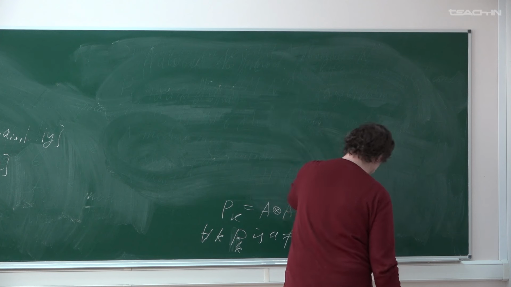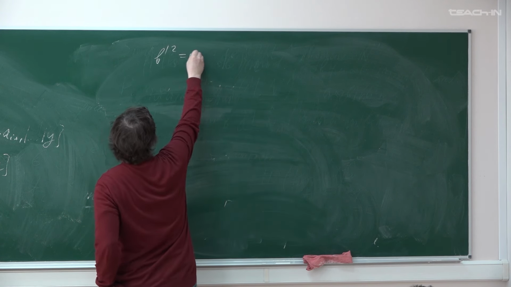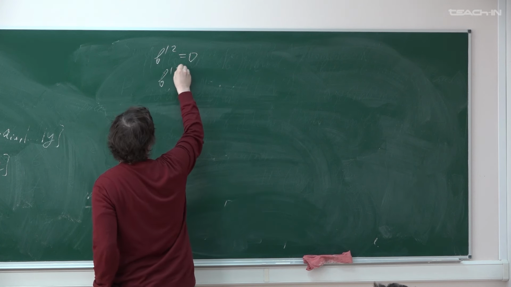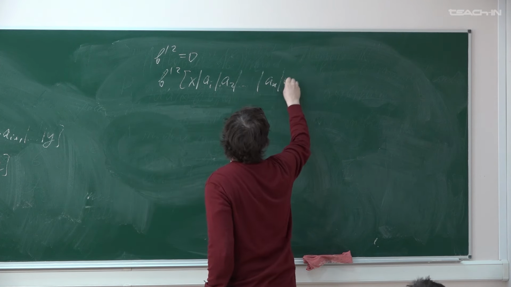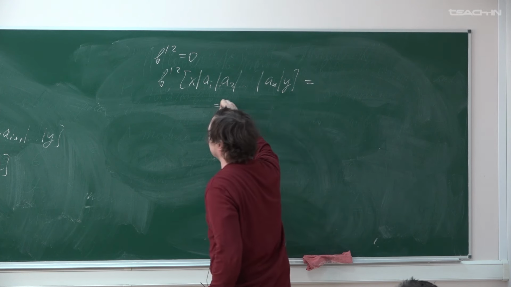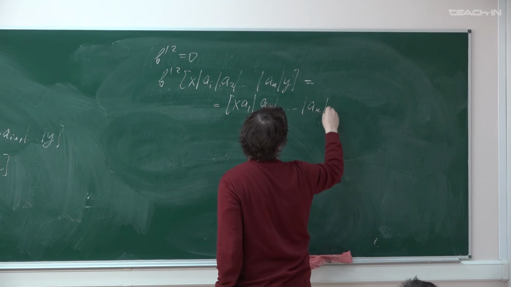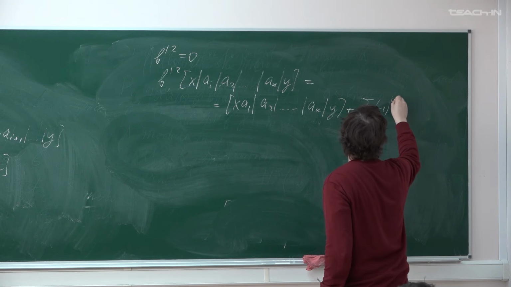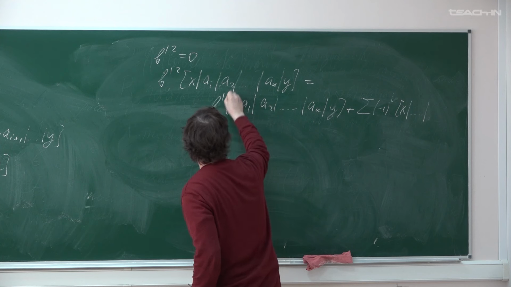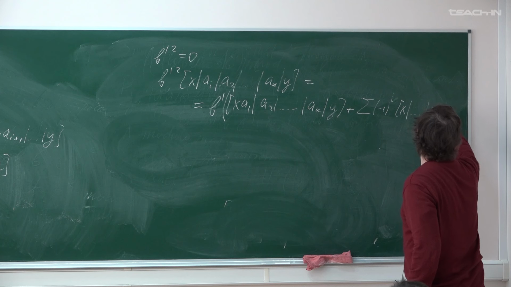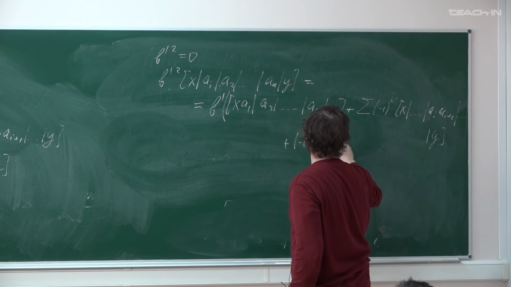The homology groups, that's where you go. So first of all, why is B prime squared equal to zero? This is easy, because B prime squared applied to X, A1, A2, ..., AK, Y is equal to, of course applying B prime here, X, A1, A2, ..., AK, Y plus the sum of minus 1 to the power i, X, ..., AI AI plus 1, ..., Y plus minus 1 to the power K, X, ..., AK Y.